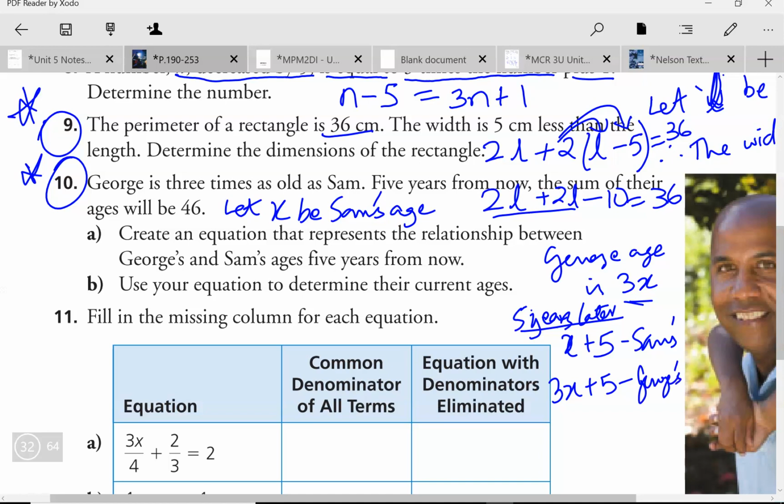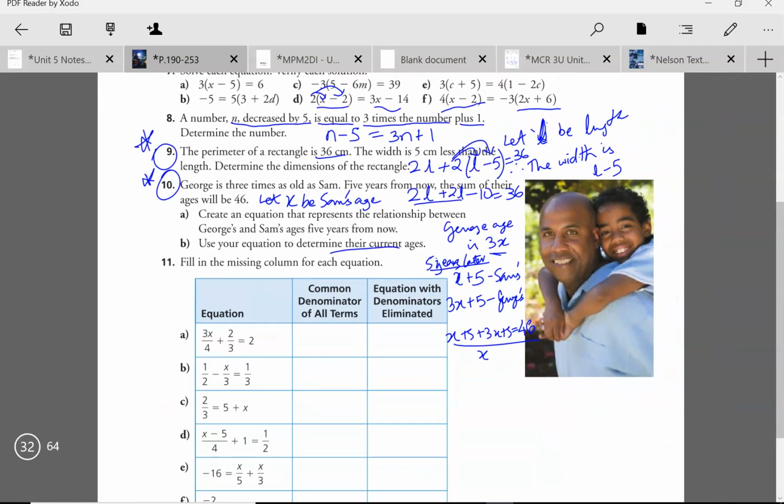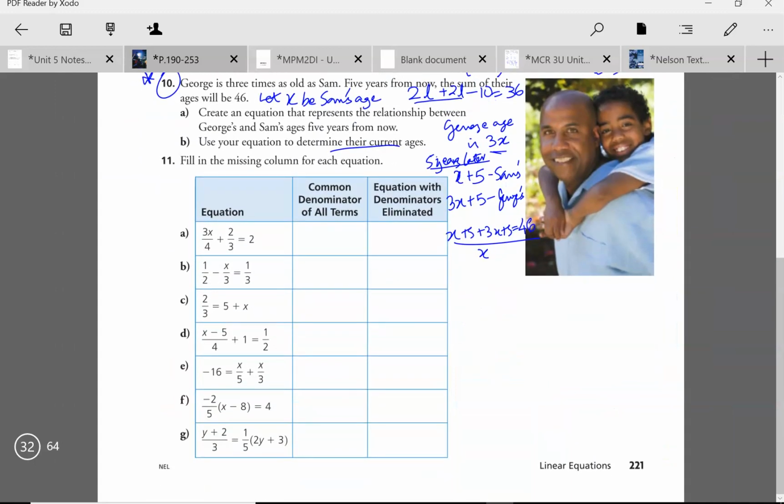And now, okay, so now the sum of their ages will be 46. So 5 years later, x plus 5 plus 3x plus 5 equals 46. And then you just solve this for x, and that's Sam's age today. And you just multiply that by 3, that's George's age. So there you go.